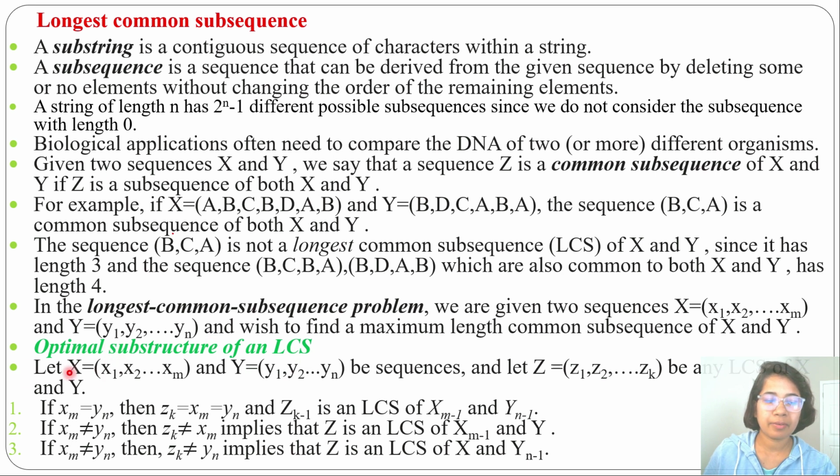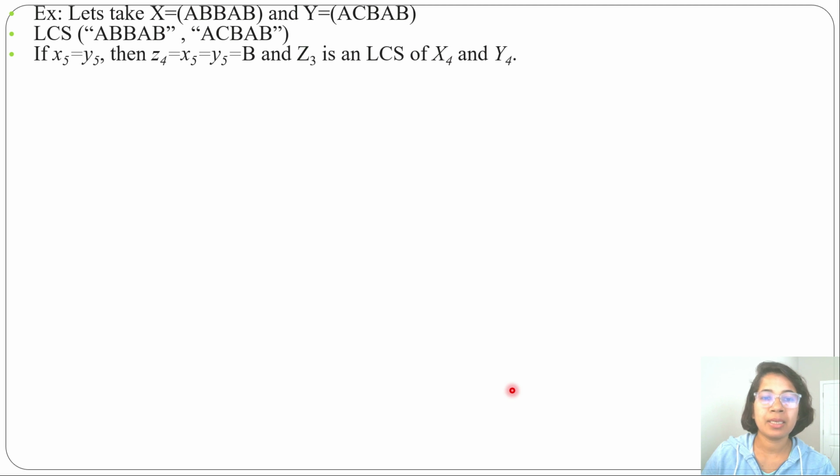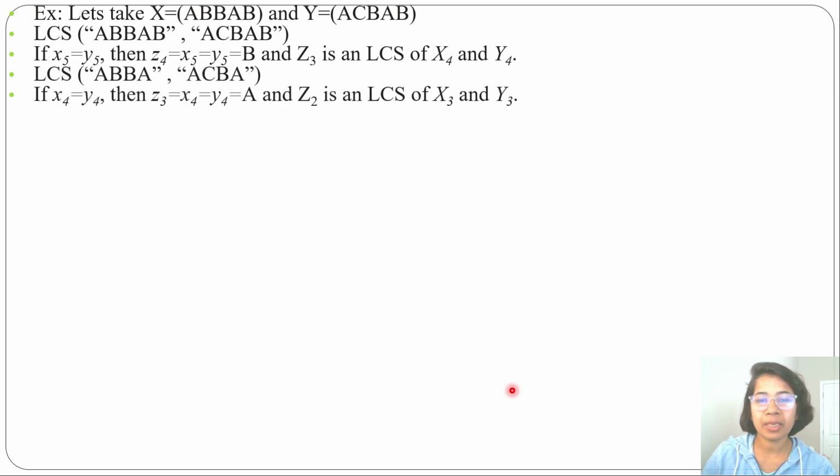If two sequences are given, x equals x1, x2 up to xm, and y equals y1, y2 up to yn, and if there is a matching, meaning xm equals yn, then next we'll find the LCS from x(m-1) and y(n-1). So if there is a matching, we'll reduce the size and find the LCS from the remaining. I also discussed one example where every time we reduce the size if it is a match and find the LCS from the rest.